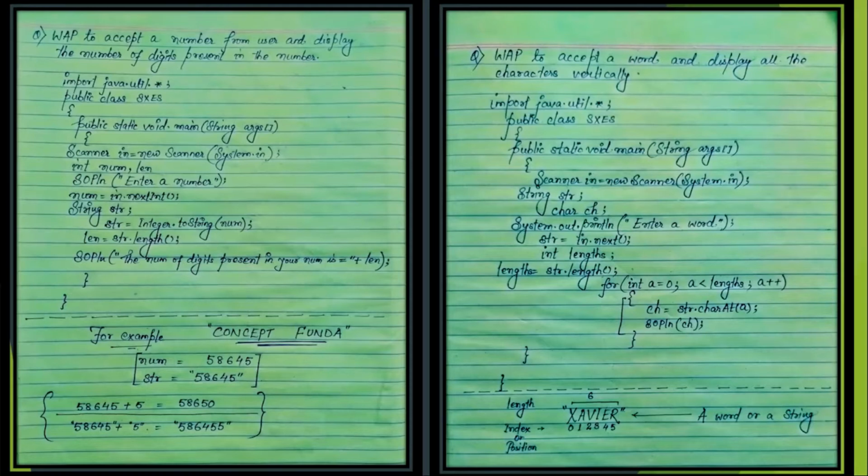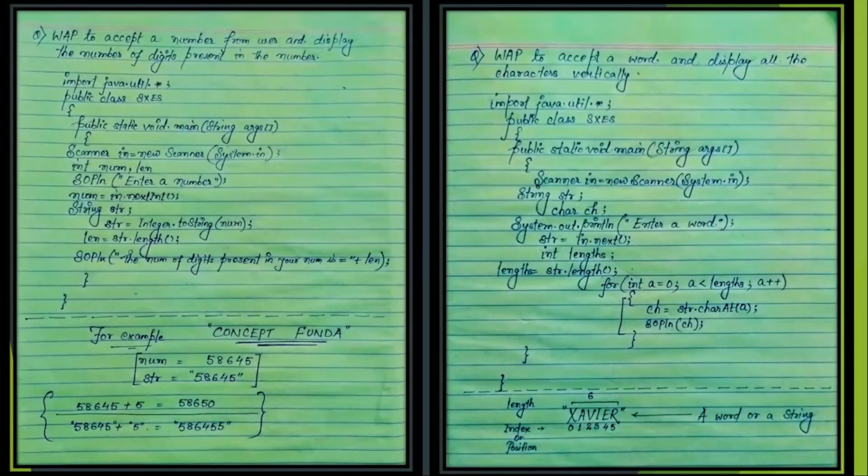So in this very program, the user is going to give a number. The user is going to feed a number. Okay, let's suppose this is the particular number. Let's suppose user gave the number as 58,645. User gave this particular number.